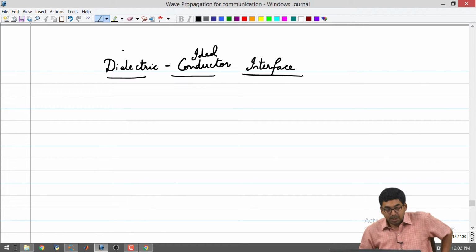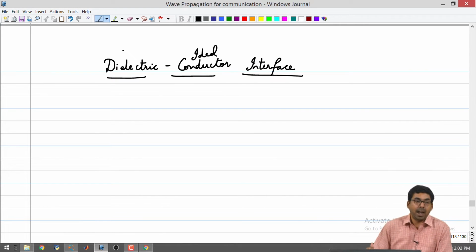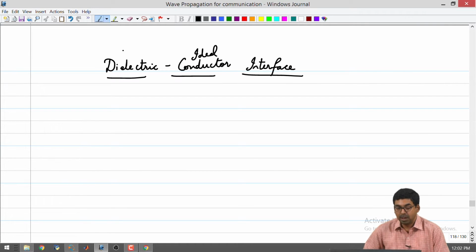So we are starting with the interface between a dielectric and an ideal conductor. Previously we had seen the dielectric interface in detail for two polarizations, right. Now we are going to see the dielectric and ideal conductor interface.